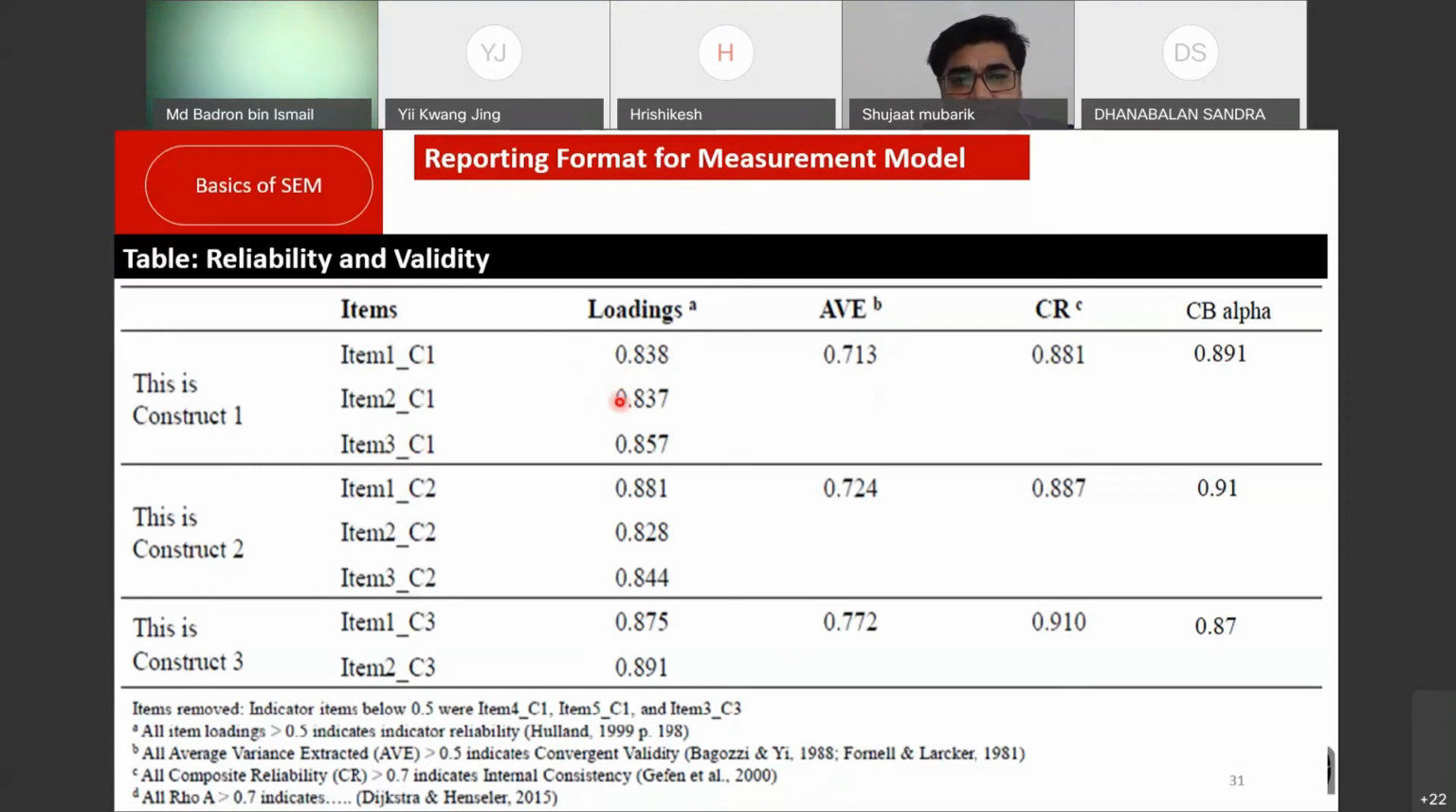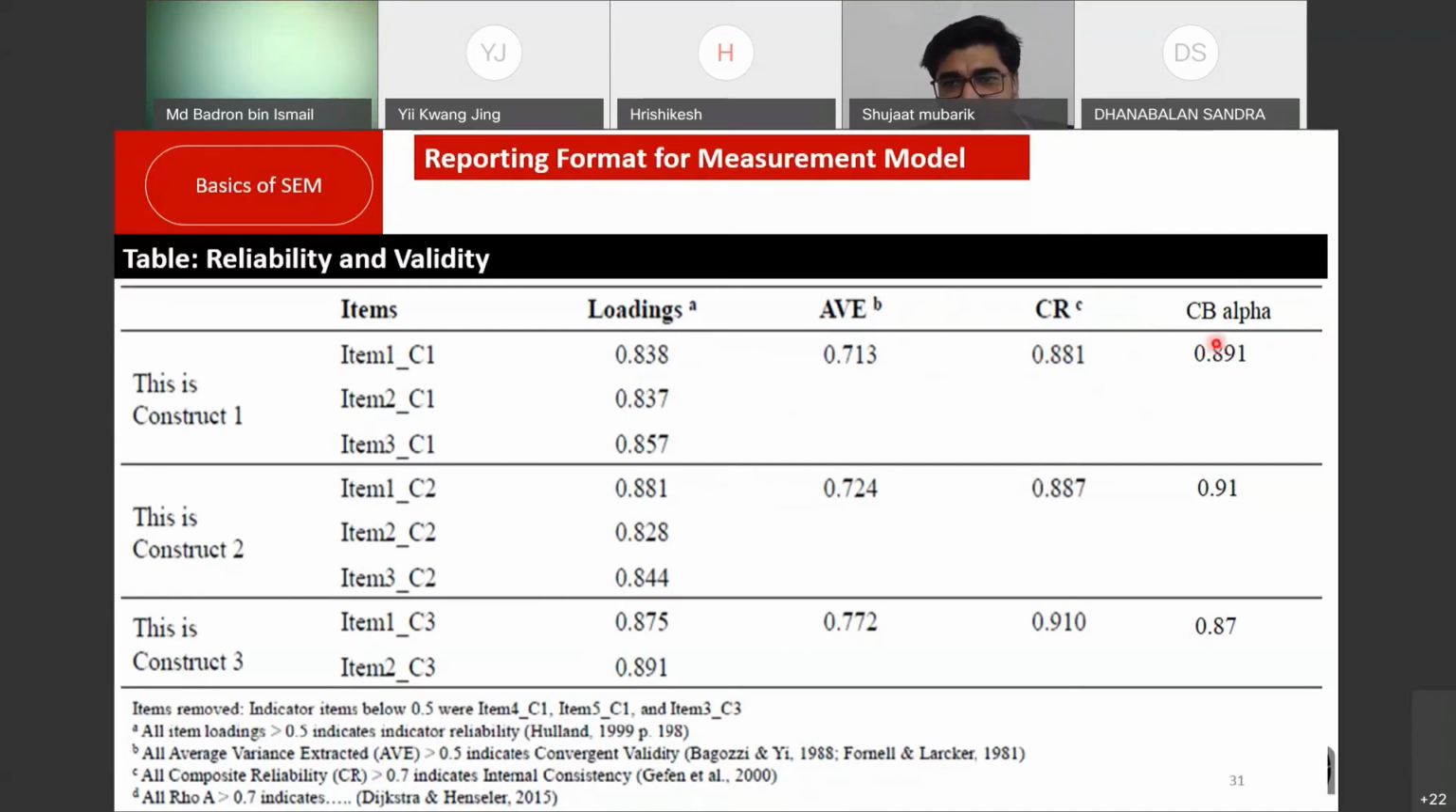Then here are your loadings, which we call the outer loadings, or the factor loadings of these items. Then this is the AVE value, average variance extracted, so the loading can be up to 0.40 subject to this AVE value, which should be greater than 0.50. And then here comes your CR value, composite reliability, which should again be greater than 0.70, but it is acceptable to be at 0.60.